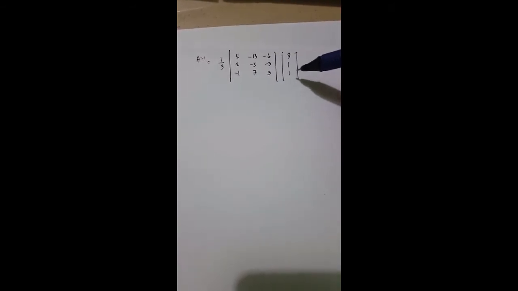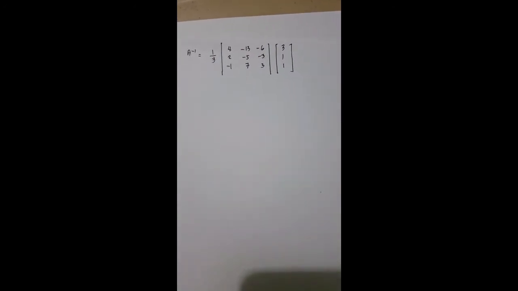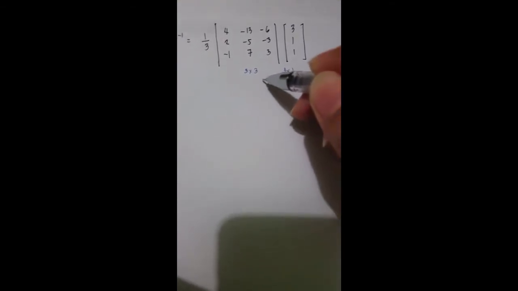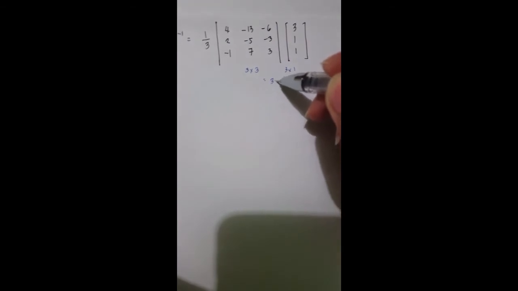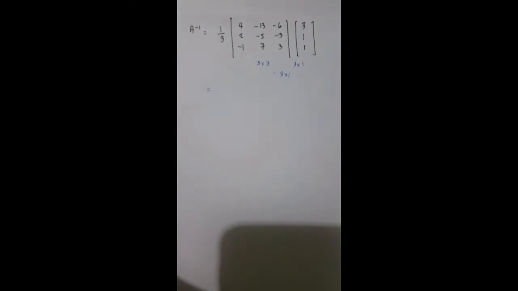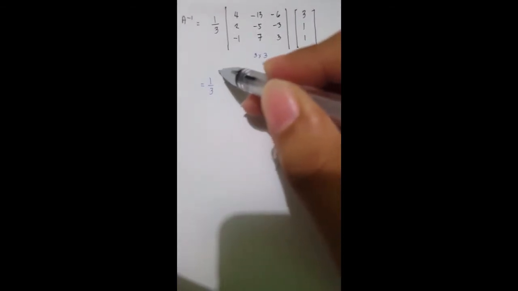Okay. So, it can be multiplied because this is a 3 by 3 matrix multiplied by your 3 by 1 matrix. So, we will multiply this matrix A with B. This is a 3 by 3 matrix. This is a 3 by 1 matrix. Therefore, what we should get is a 3 by 1 matrix. Okay, so here, you can now write 1/3.